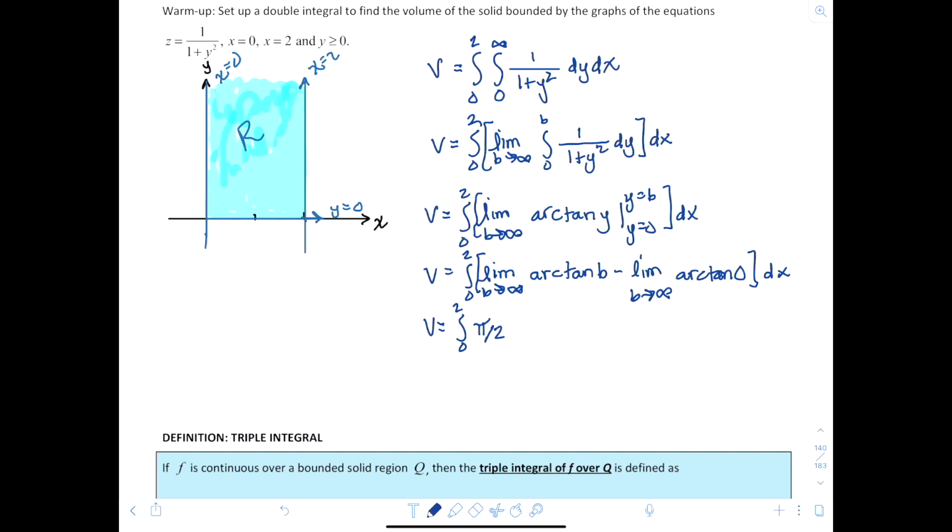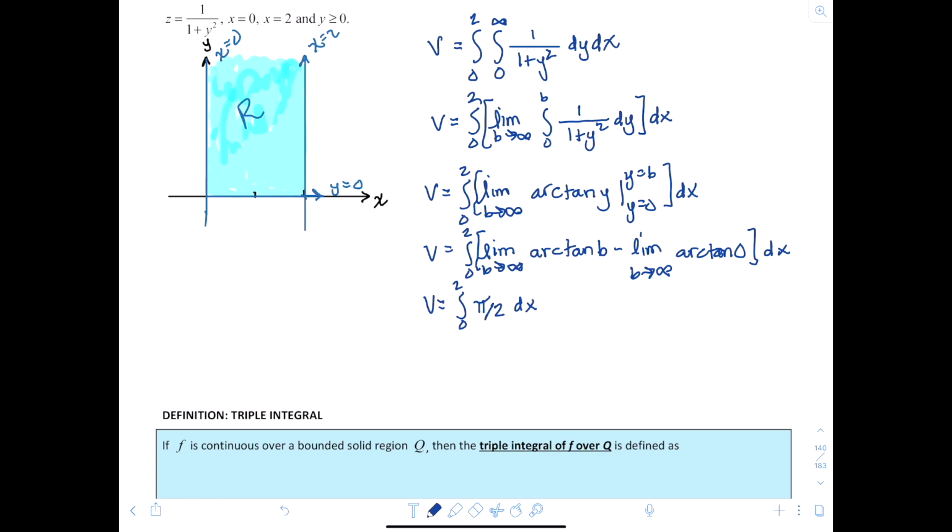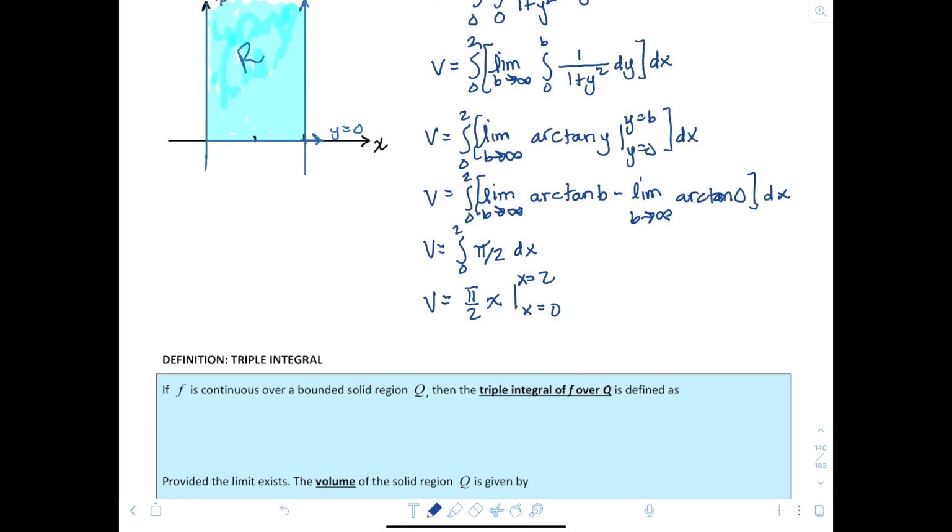So we'll just have a real easy integral now, integrating pi over 2 with respect to x. So that's going to be pi over 2 times x, where x is going from 0 to 2. And so this will give us, at the end of the day, pi cubic units. How'd that go? Okay, awesome.